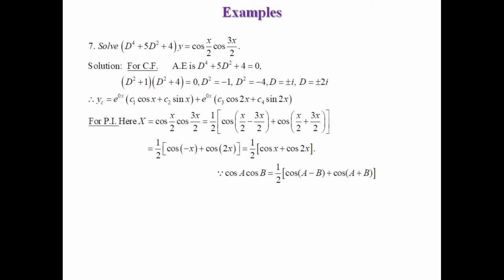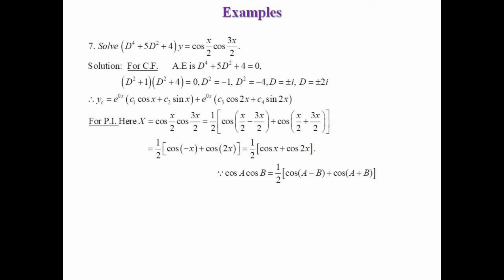But we can convert this example in terms of either sine or cos with the help of a basic result. If we apply the basic result cos A cos B, which is equal to 1 upon 2 [cos of A minus B plus cos of A plus B], then after applying this result, we can easily convert the value of cos of x by 2 into cos of 3x by 2 as 1 upon 2 [cos x plus cos of 2x].